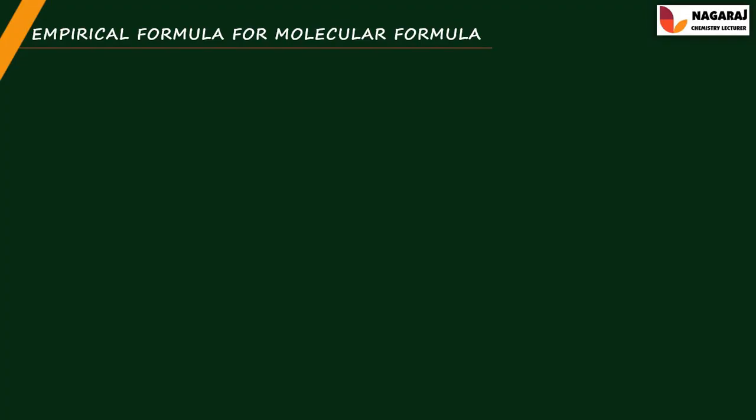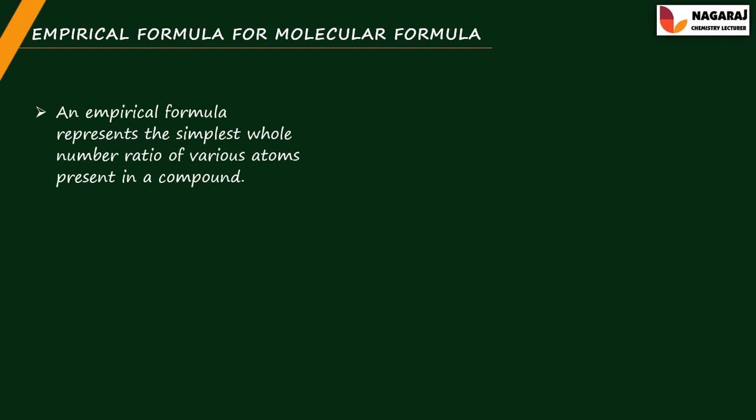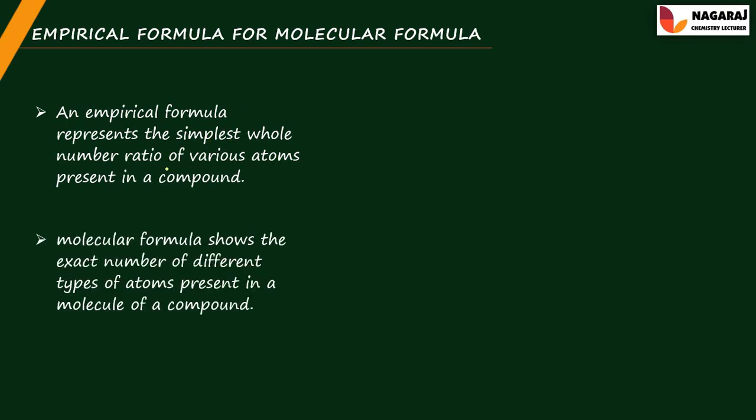What is the empirical formula? It is the simplest formula of a compound which expresses the relative number of atoms of different elements present in a molecule of a compound. That is, an empirical formula represents the simplest whole number ratio of atoms present in a molecule.